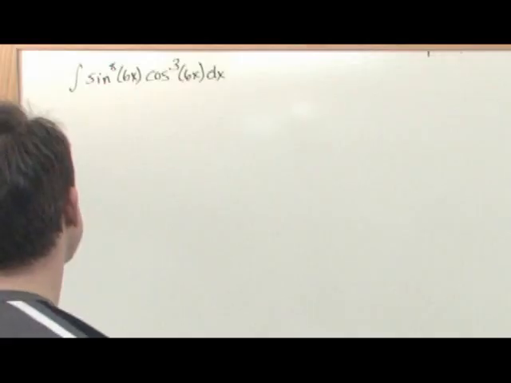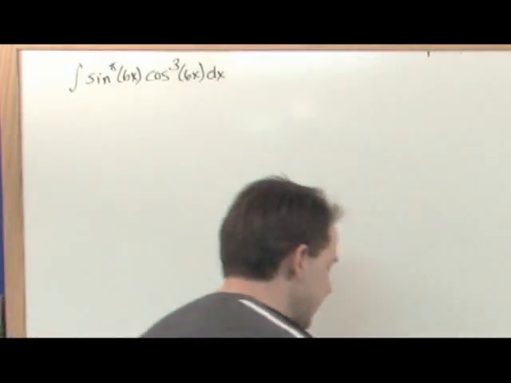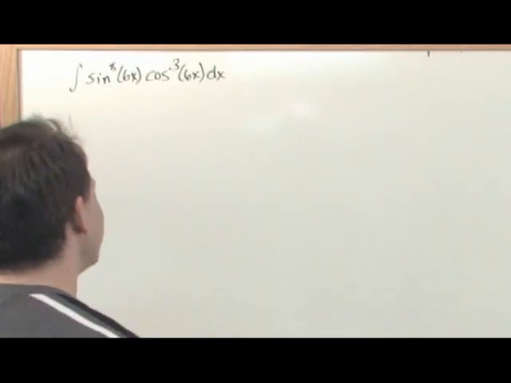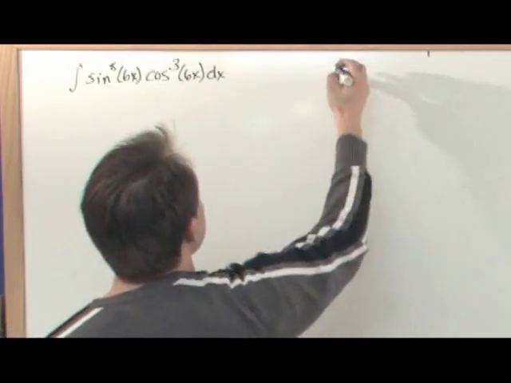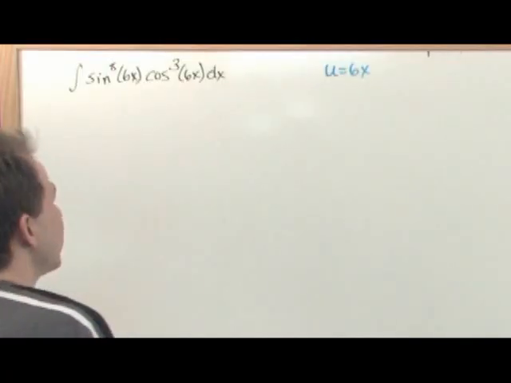But right away I do not like this 6x that's running around here. I just like to have my integrals clean and simple with just an x in there, so I'm going to get rid of that thing first. The way I'm going to do that is a simple substitution for 6x. u is equal to 6x.